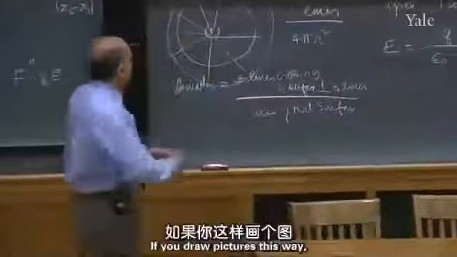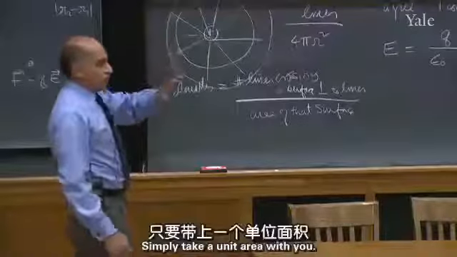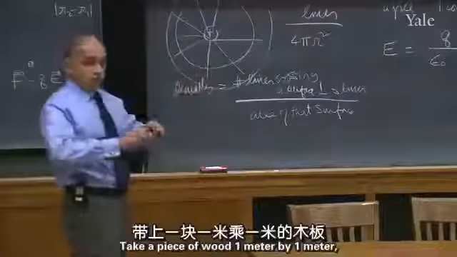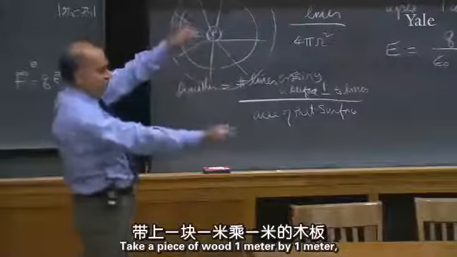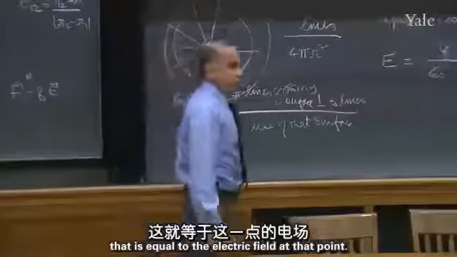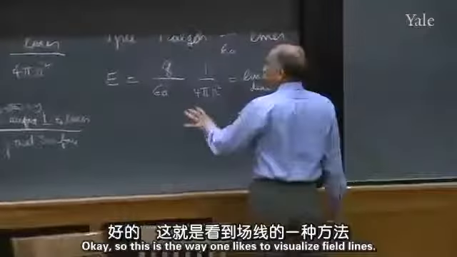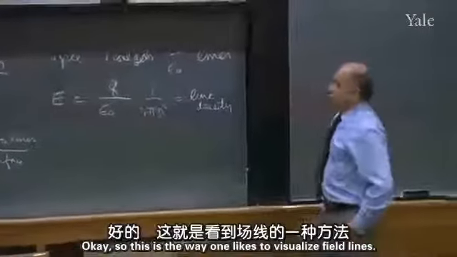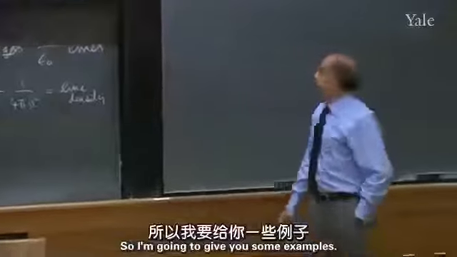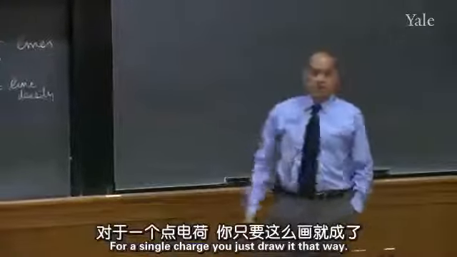Now we are really set. If you draw pictures this way, you can go as far as you like from this charge. Simply take a unit area with you, take a piece of wood, 1 meter by 1 meter, put it there, see how many lines cross. That is equal to the electric field at that point. Okay, so this is the way one likes to visualize field lines. So I'm going to give you some examples. For a single charge, you just draw it that way.